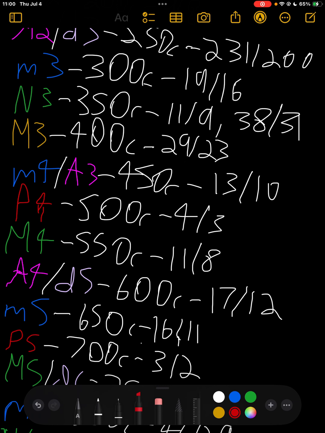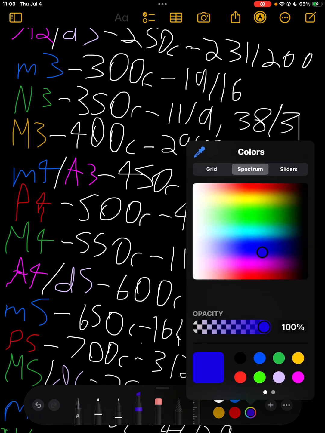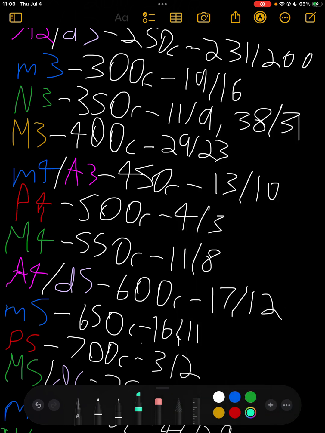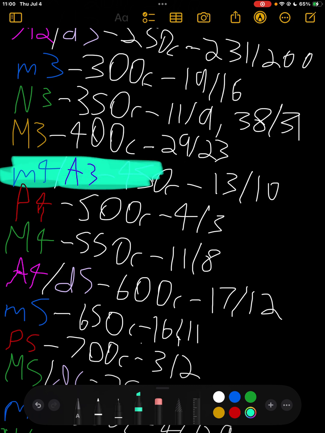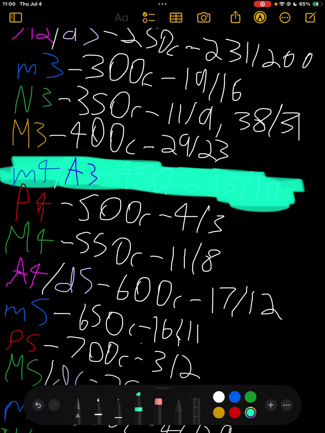Let's pick out the highlighter. I'm going to have to pick a different highlight color here. Hope this works. So this minor fourth slash augmented third is interesting because it could be E sharp or it could be F flat. It doesn't have to be E half sharp or F half flat.